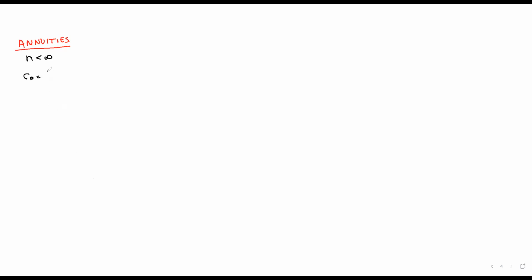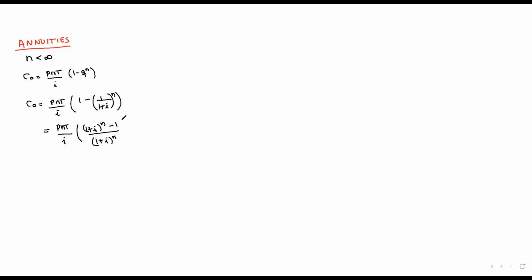So if n is finite, let me remember the formula. This is going to be PMT over I that multiplies 1 minus 1 plus I to the power of minus n. Now n is a finite number, so I can develop this part of the formula. So C0 is going to be PMT over I that multiplies 1 minus 1 plus I, all this to the n. If I do simple algebra, PMT over I is going to be 1 plus I to the n minus 1 over 1 plus I to the n. So finally, C0 is going to be a function of the payment and this ratio here.